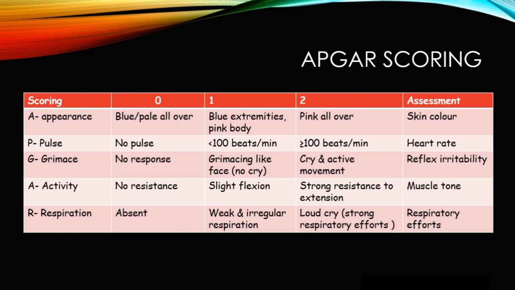If there is grimacing, score is 1, and if the baby responds through a loud cry, score is 2. In activity, no resistance means score of 0, slight resistance means score of 1, and strong resistance means score of 2. Lastly, respiration, absence of which means score of 0, weak and irregular respiration means 1, and loud cry representing strong respiratory efforts means score is 2.